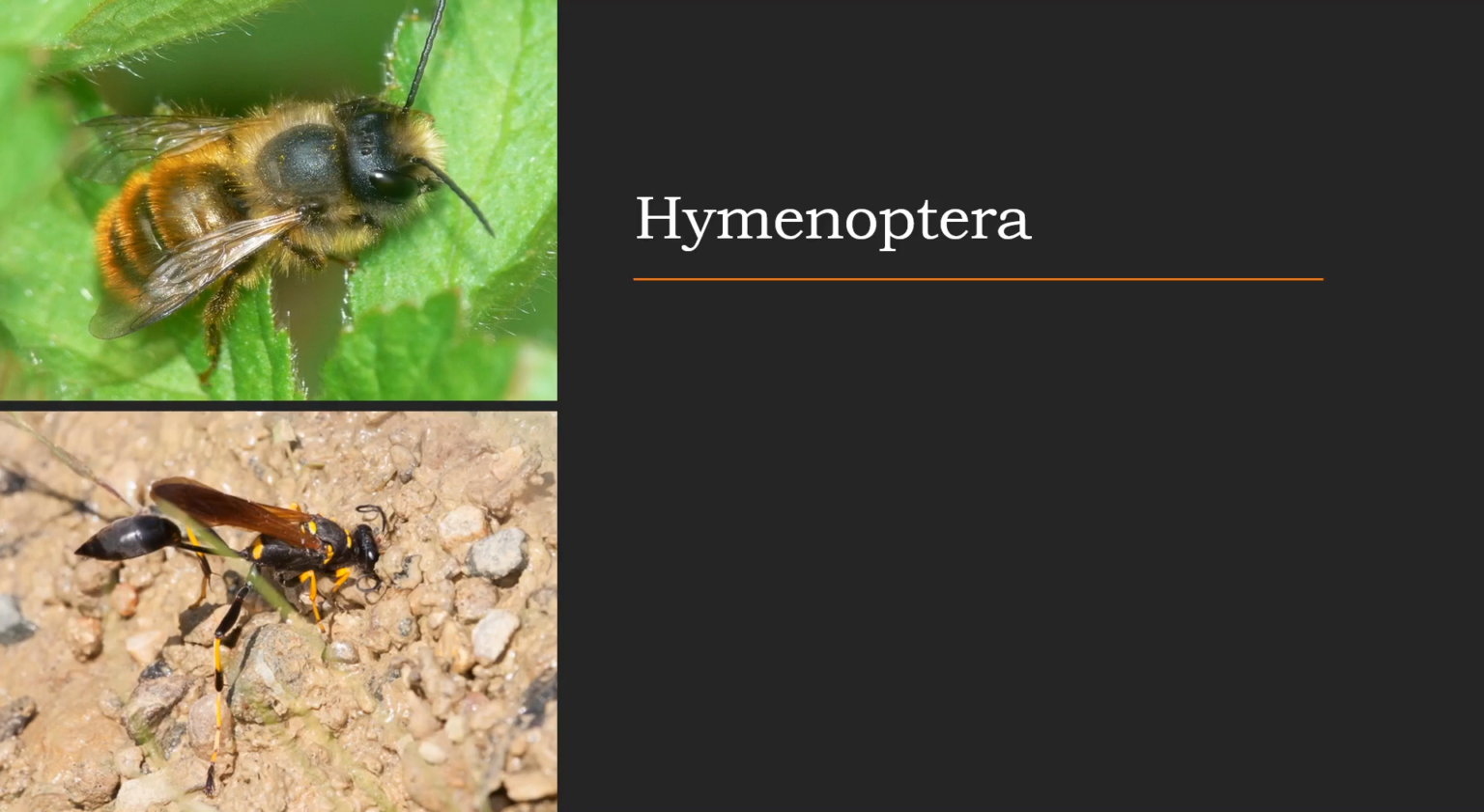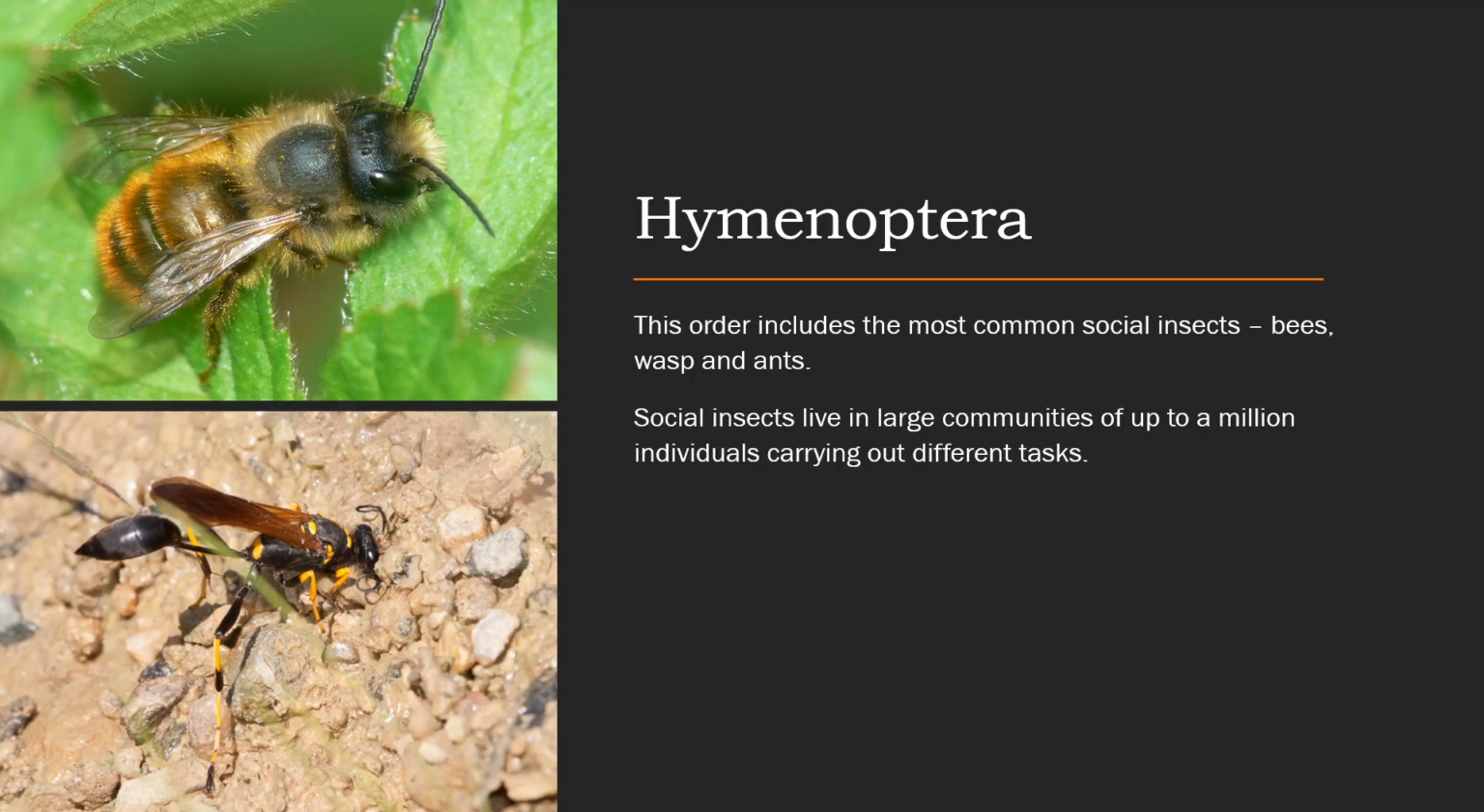There are some that are not very social, but as you can see here, this order includes most of the social insects. And so we have things like bees, wasps, and ants. And so all three of these belong firmly in the Hymenoptera class. Now, social insects live in large communities of up to 1 million individuals carrying out different tasks. And so in one of these colonies, you might see up to 1 million different bees, or 1 million different wasps, or even 1 million different ants.